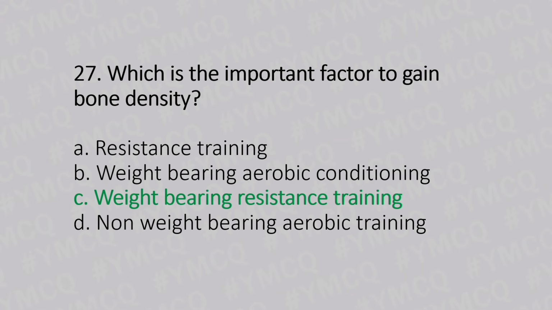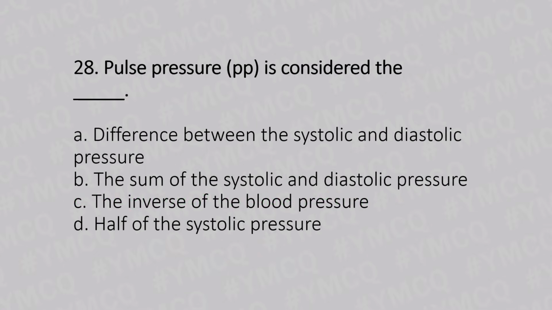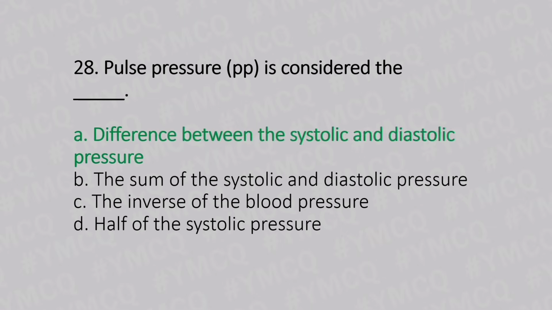Now let's move to our 28th question. Pulse pressure or PP is considered the dash. Option A. Difference between the systolic and diastolic pressure. Option B. The sum of the systolic and diastolic pressure. Option C. The inverse of the blood pressure. Option D. Half of the systolic pressure. And the answer is Option A. Difference between the systolic and the diastolic pressure.